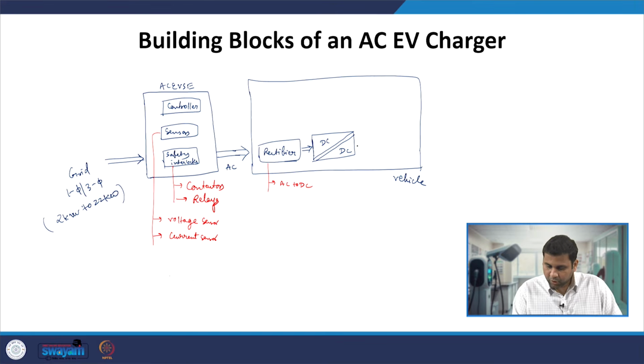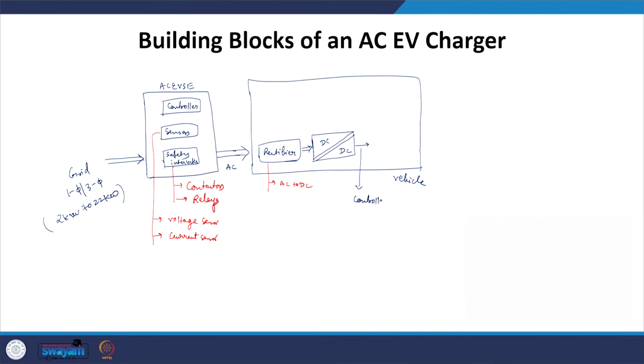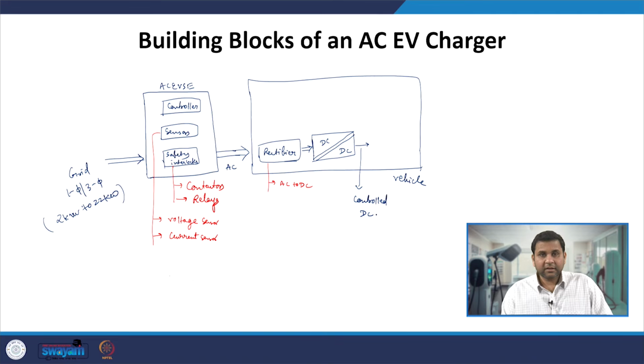which actually gives output in the form of controlled DC. Now, why do you need controlled DC? If you have to follow a certain charging profile, then you need to operate your DC-DC converter in such a manner that the particular charging profile is obtained. At the same time, you have isolation between the battery to which it is connected and the AC input.